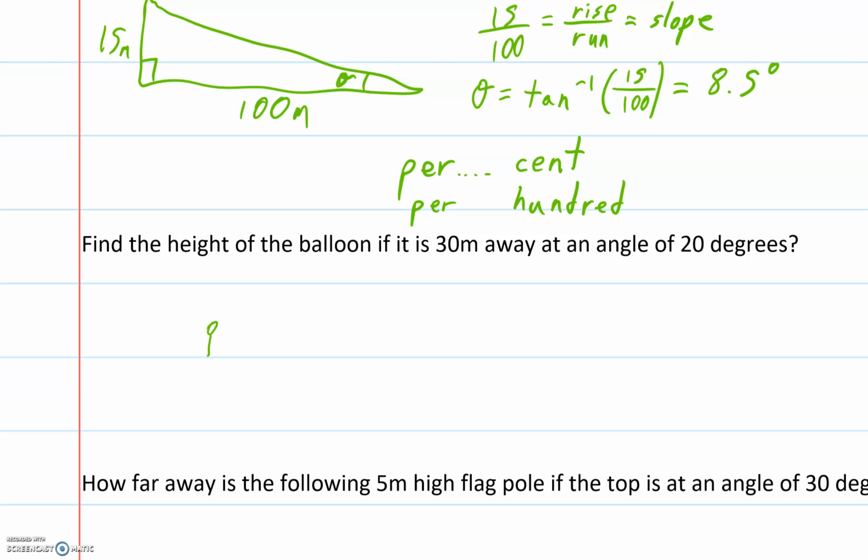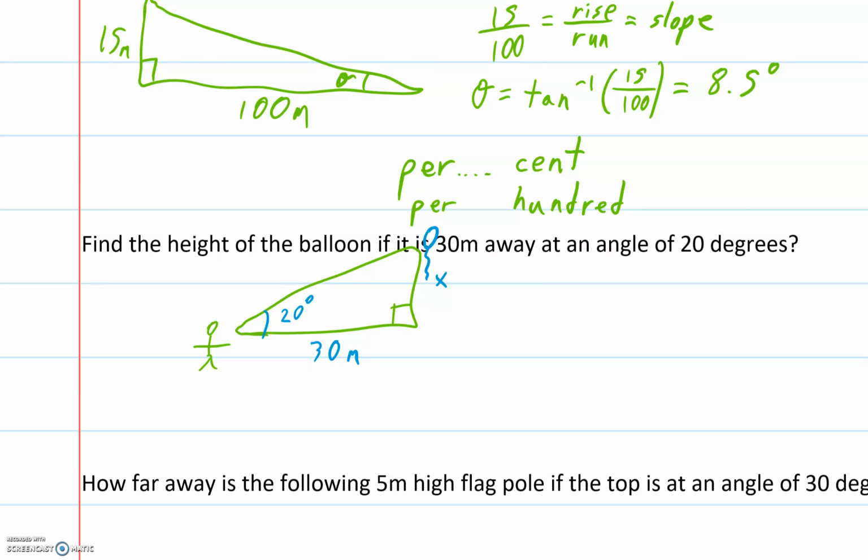Okay, find the height of the balloon if it is 30 meters away at an angle of 20 degrees. So there's a little person over here standing, and they're looking over there at a balloon. Let's make a nice, more pretty triangle. It's a nice little balloon. There's a balloon over there. So when they're looking, they know it is 30 meters away. I don't know how they know that. Maybe they measured it, but who knows? And they know that's an angle of 20 degrees. And they're asking, well, what is the height?